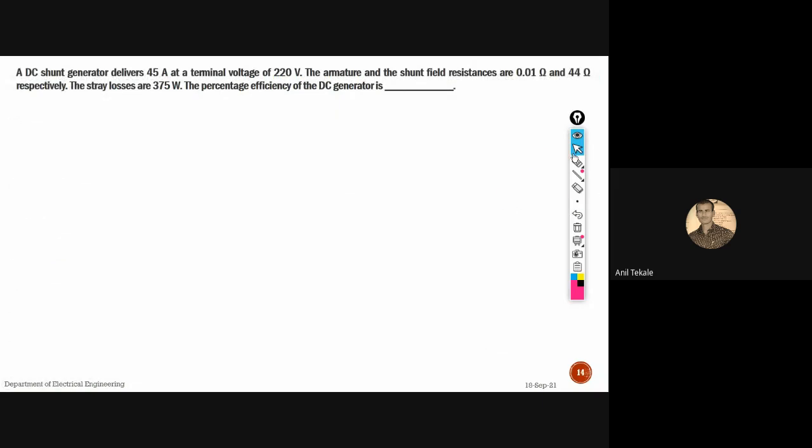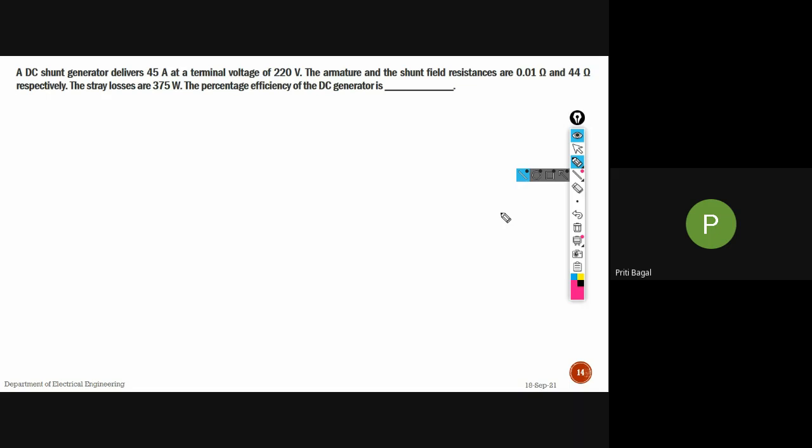Preeti, read the example. A DC shunt generator delivers 45 ampere at a terminal voltage of 220 volt. The armature and the shunt field resistance are 0.01 and 44 ohm respectively. The stray losses are 375 watt. The percentage efficiency of the DC generator is.